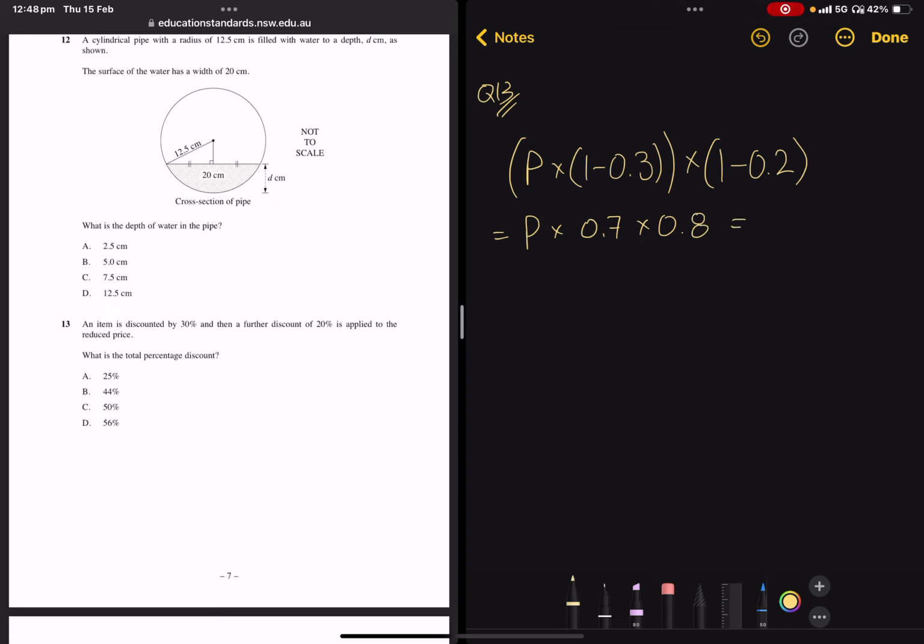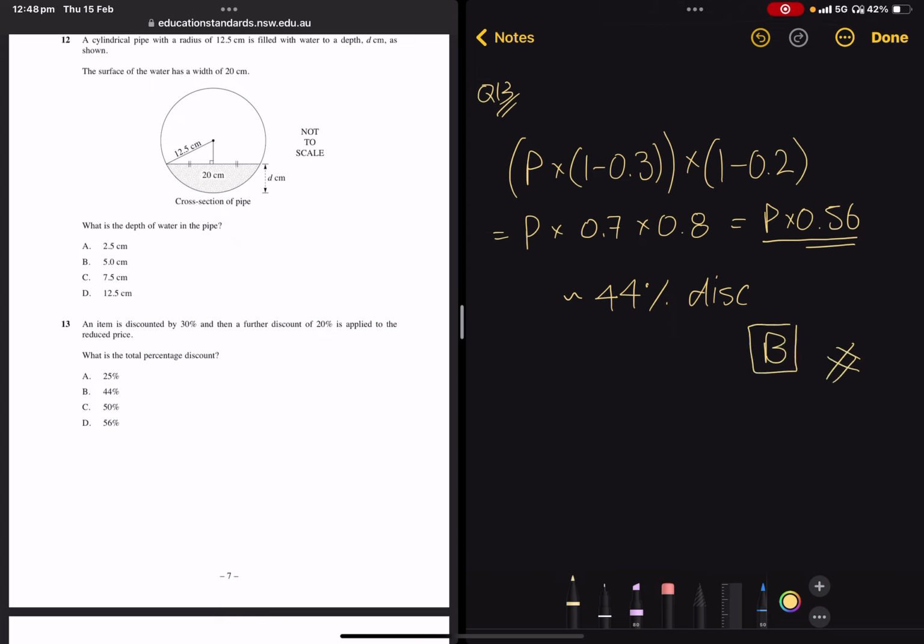0.7 times 0.8 is 0.56. So this is P times 0.56. This means that a 30% discount and then a 20% discount is the same as a 44% discount. Right? Because the amount of the price remaining is 56%. That means the discount must be 44. So therefore B is the correct answer to question 13.